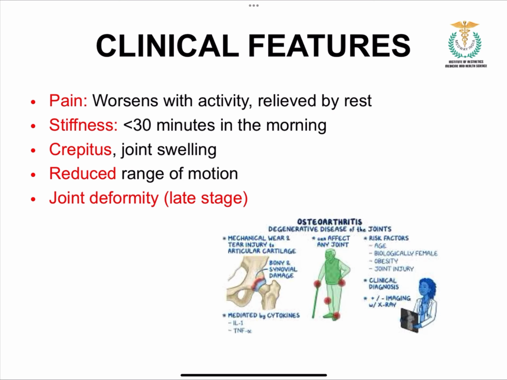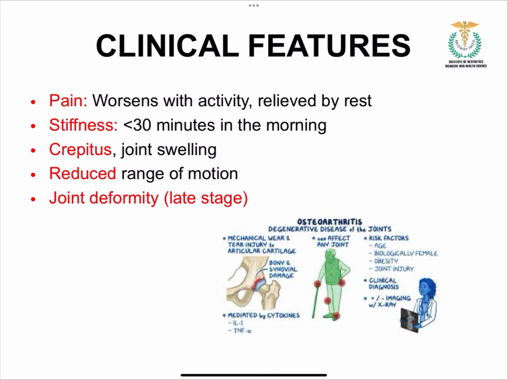Next are the clinical presentations or clinical features of osteoarthritis. The first main feature is pain. Gradual joint pain will happen. It can get worse with activity and can be relieved by rest also. Stiffness, morning stiffness, will be present, which will be less than 30 minutes.